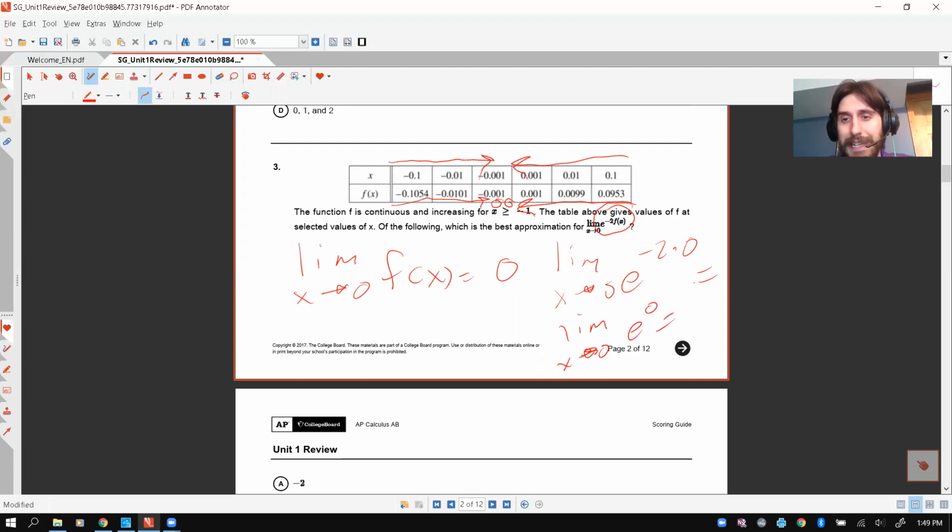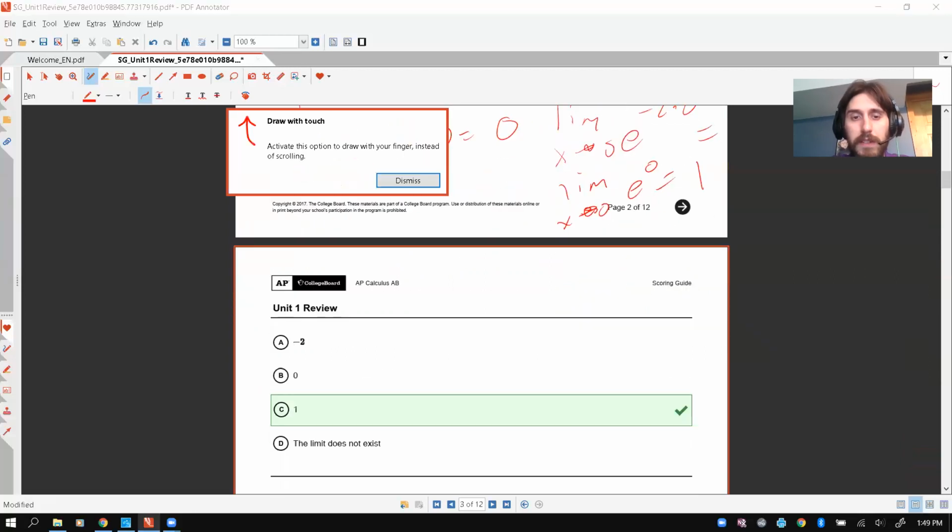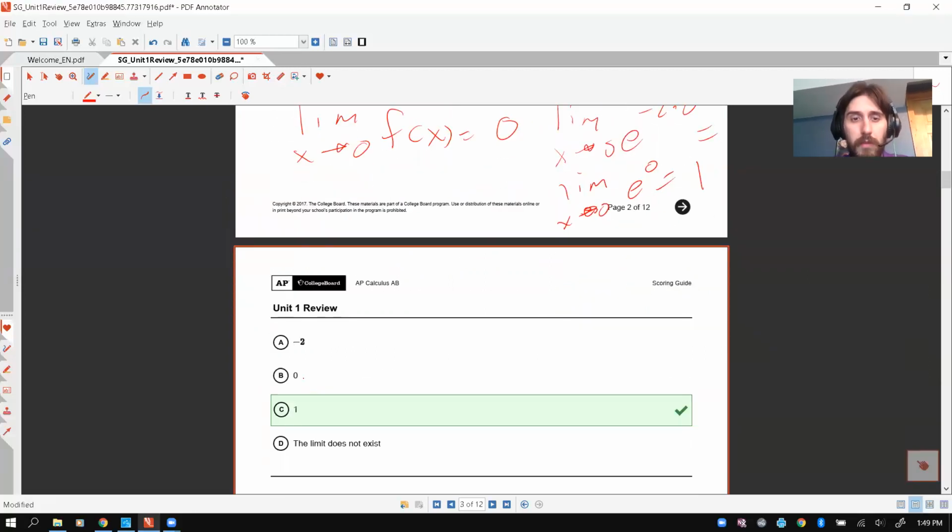And e to the 0 is a constant. It's just 1. So the answer to this problem is just 1.